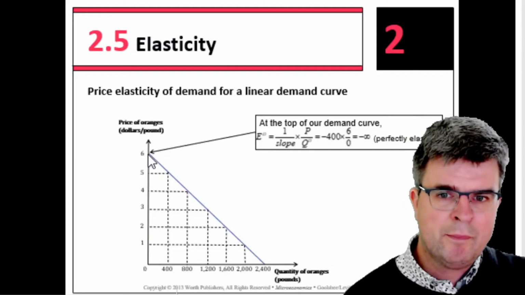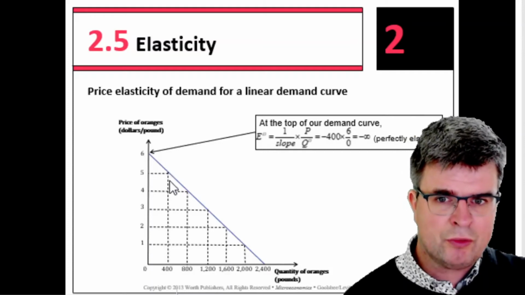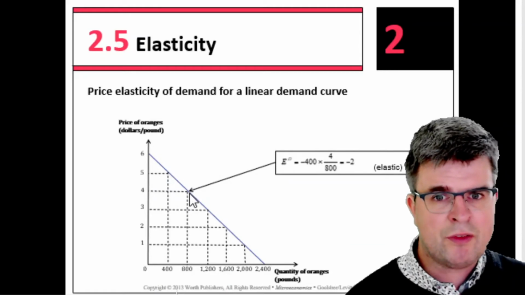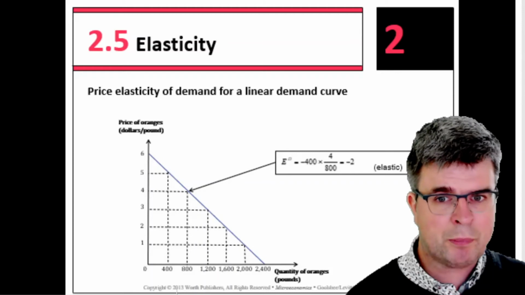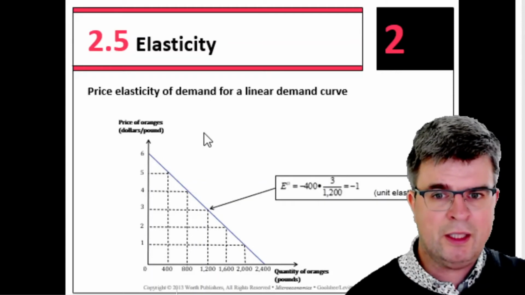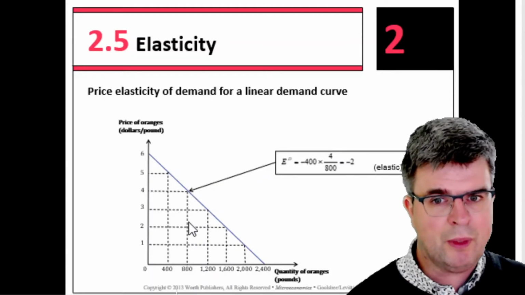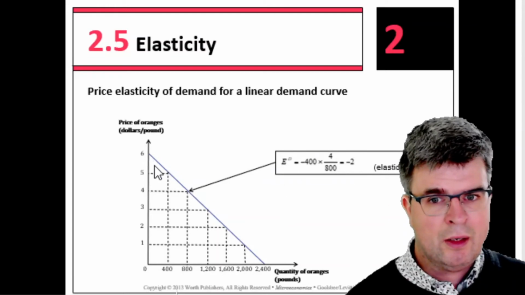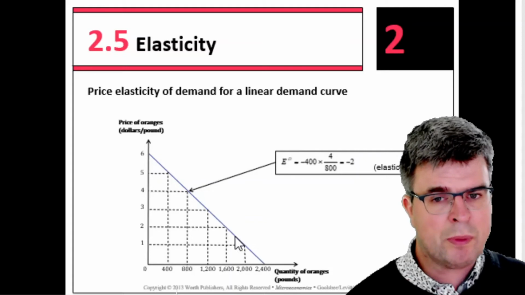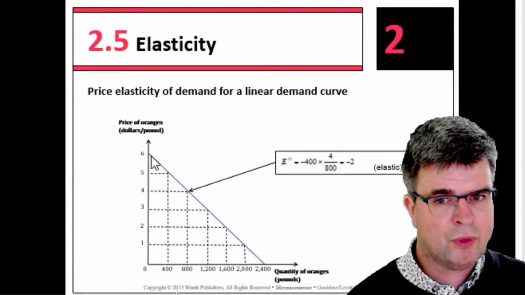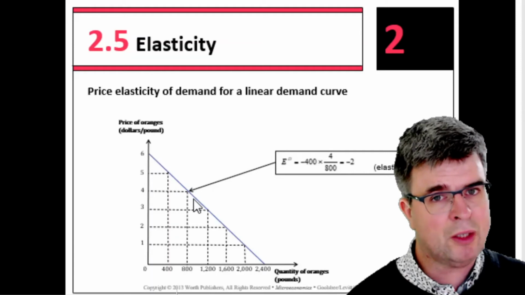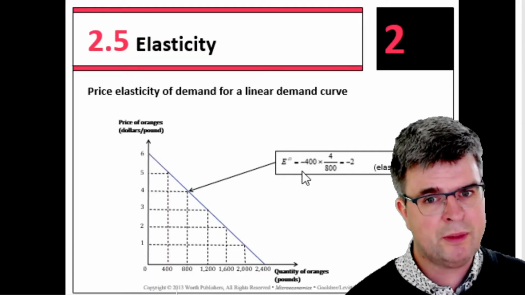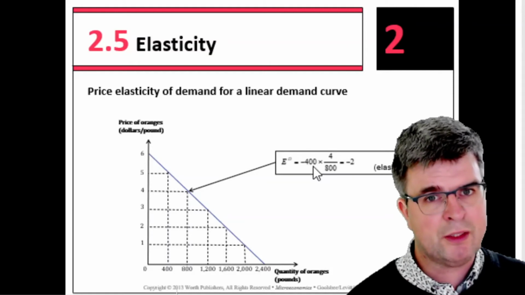Now, if we move along the demand curve to another point, say the point here, what is the price elasticity of demand if the initial price is equal to 4 and the initial quantity is equal to 800? Now, we can use this formula. The inverse of the slope is identical to before because we have a linear demand curve. So the slope at this point is identical to the slope at this point. So the inverse of this slope is minus 400.